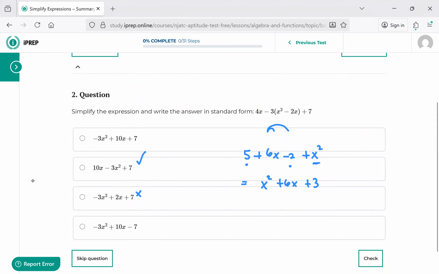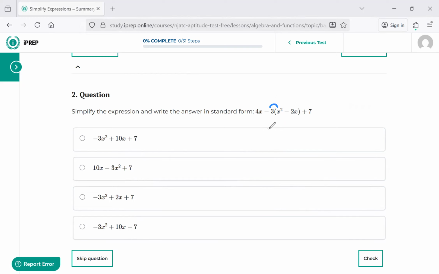Okay, question two. Simplify the expression and put it in standard form. We have 4x minus 3 times x squared minus 2x plus 7. Always check if you can simplify the inner parentheses. We can't, so just distribute first. So FOIL out this -3.